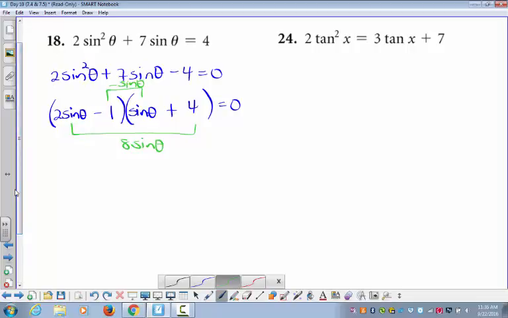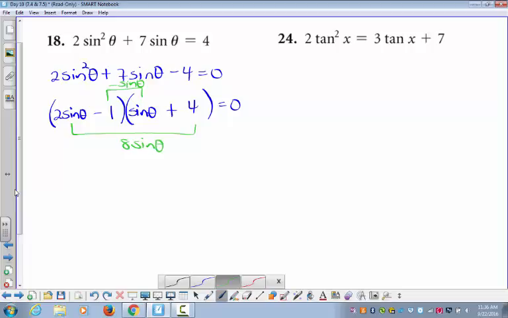So yeah, definitely you got to unfoil it. It's really tempting to factor sine out of those first two terms. But when you have a quadratic, that does not help you. If you factored x out of that, so that you had x times 2x plus 7 minus 4 equals 0, right, that doesn't help. That's the same thing as having the 4 on the right, and that doesn't help.